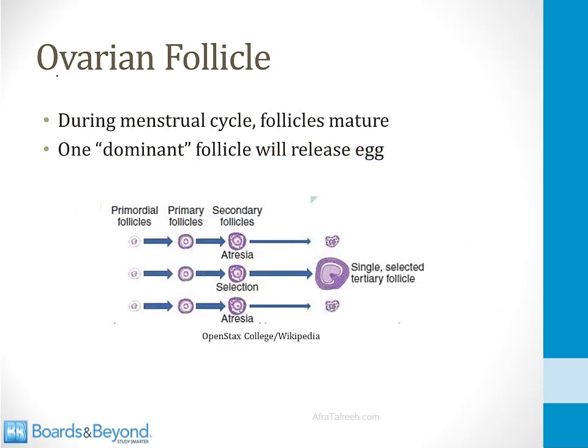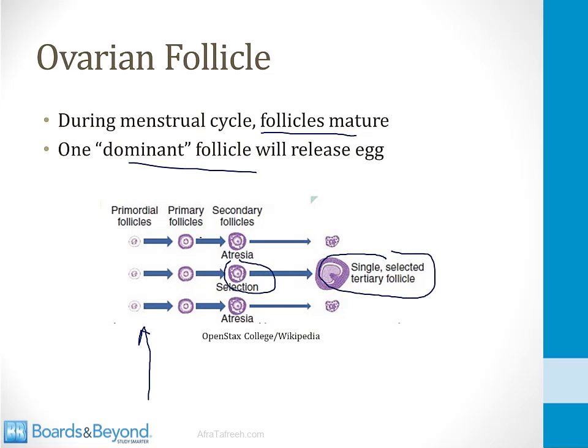Women are born with thousands and thousands of follicles in their ovaries, and when they reach puberty each menstrual cycle, some of those follicles begin to mature. As shown in this picture, a number of primordial follicles will begin to mature, but only one of those will end up being selected and will become the dominant follicle. This is the follicle that will release its egg. The other follicles will undergo atresia, and therefore each menstrual cycle, several of the primordial follicles mature, one releases its egg, and the others die.